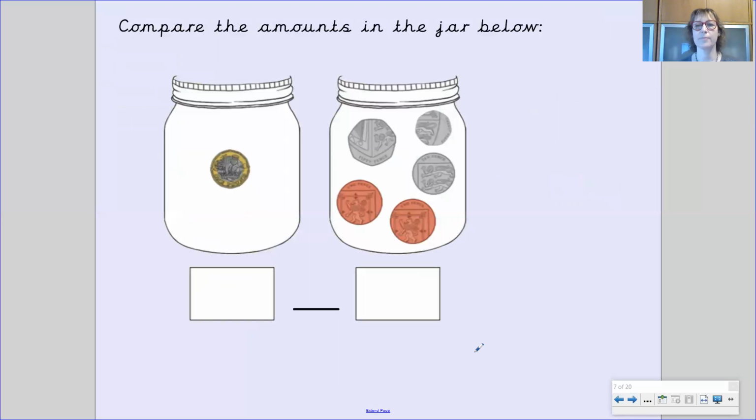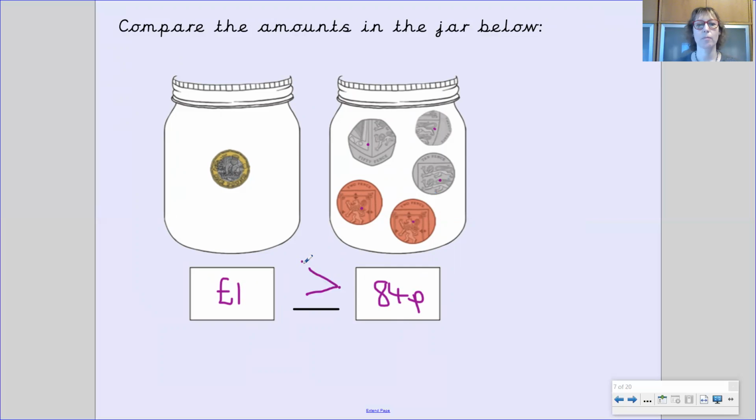I'm going to try this one. Pause the video, have a go at it, and then come back and we'll do it together. So again, in this one, I've just got £1. In this one, I have got 50, 60, 70, 80, 82, 84p. So I haven't got as much as £1. I haven't got 100 here. So this one is going to be smaller.